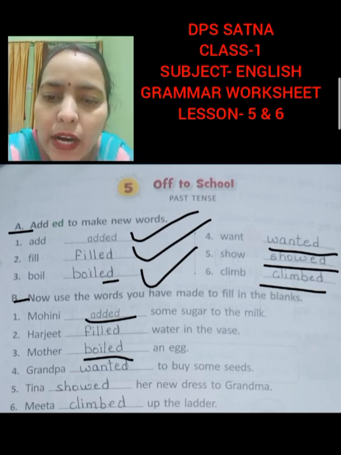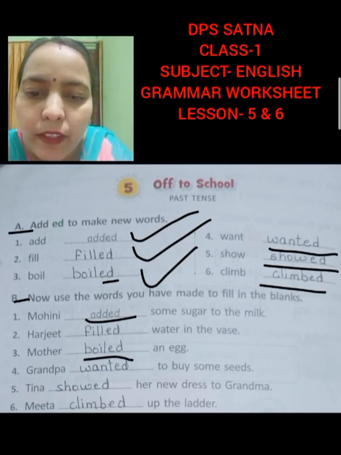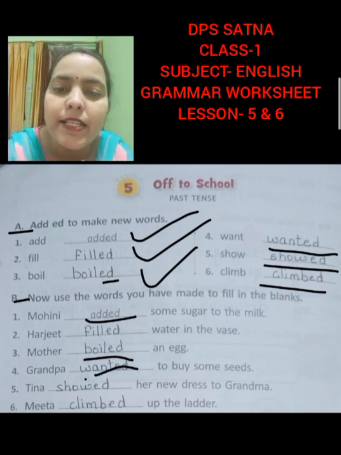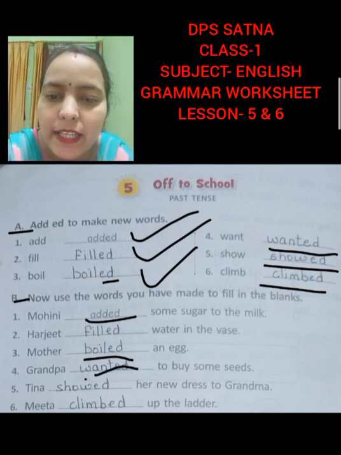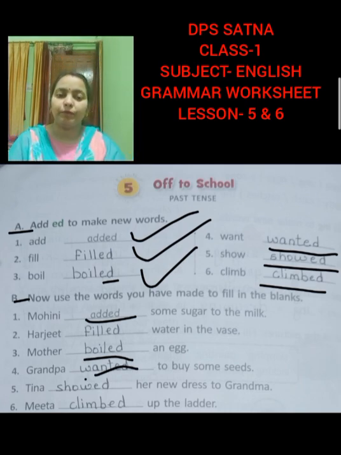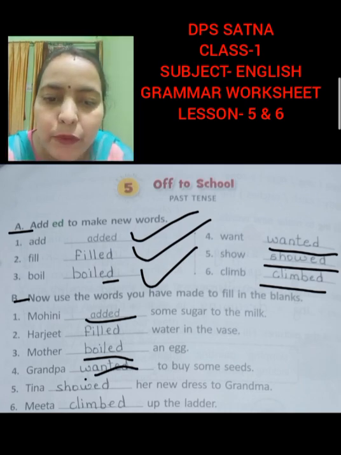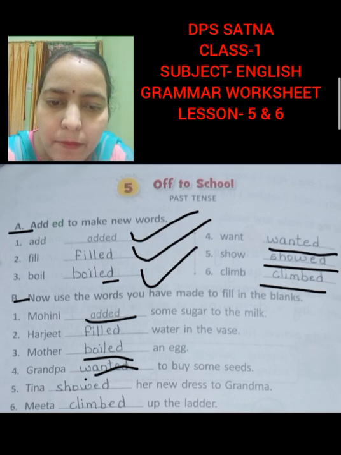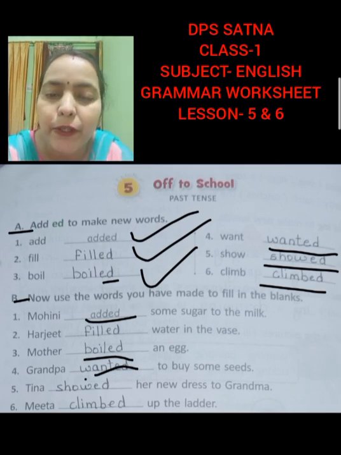Now the fourth one, grandpa dashed to buy some seeds. Grandpa wanted. Grandpa क्या चाहते थे, seeds को purchase करना, खरीदना. Now the fifth one, Tina dashed her new dress to grandma. Tina showed. Tina showed her new dress to grandma. टीना ने अपनी न्यू ड्रेस अपनी ग्रैंडमा मीन्स दादी को दिखाई.